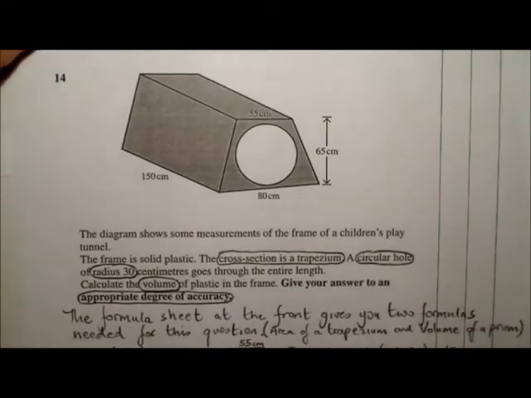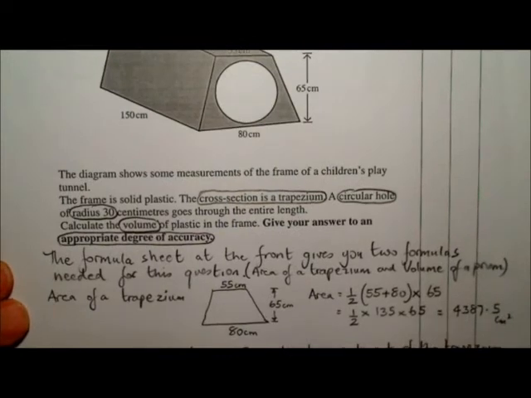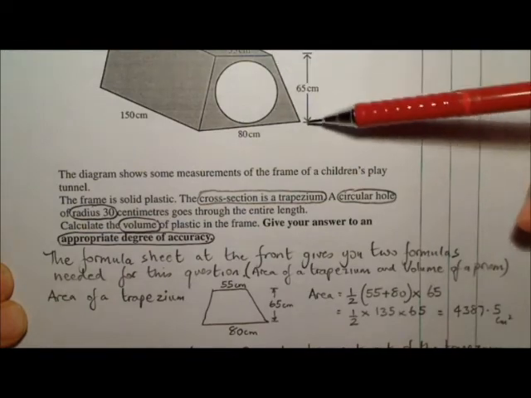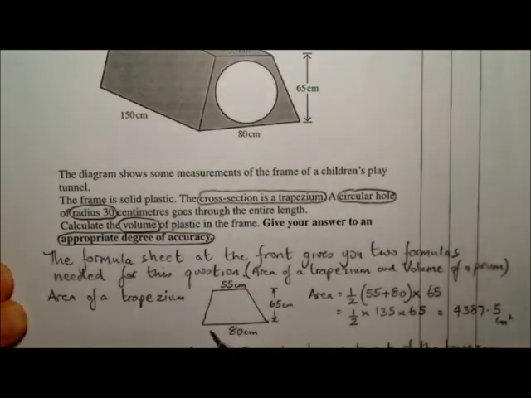So if we go back to our problem here, you can refer to your formula at the front, and the formula for the area of a trapezium. Then we've got our trapezium shape, this front of the play tunnel. This distance here is 80. This distance here is 55. Those are the two parallel sides. So we add those together, 55 plus 80. We're going to take a half of that, and we're going to multiply that answer by this perpendicular distance between the two parallel sides, which is 65.